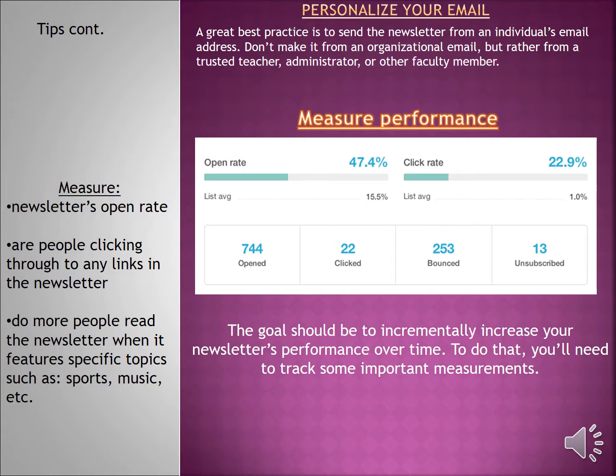The next tip is to measure your performance. The goal should be to increase your newsletter's performance over time. To do that, you'll need to track some important measurements. You should track the newsletter's open rate. It will tell you how often your newsletter is being opened and read. It'll also tell you if people are clicking through any links in the newsletter. Do more people read the newsletter when it features specific topics such as sports, music, etc.?